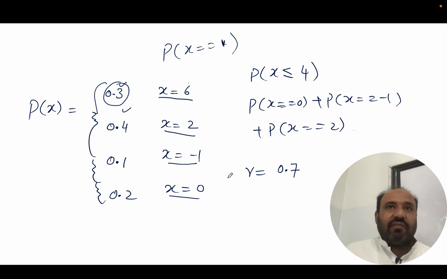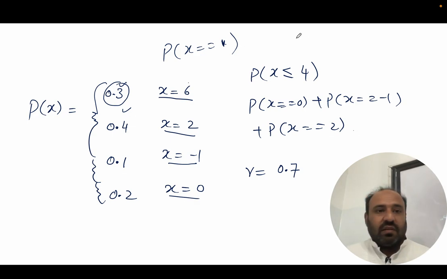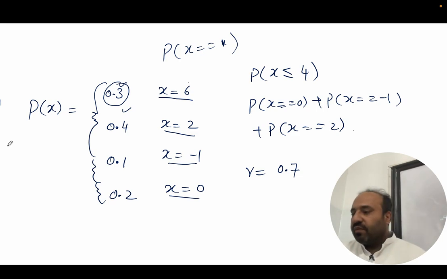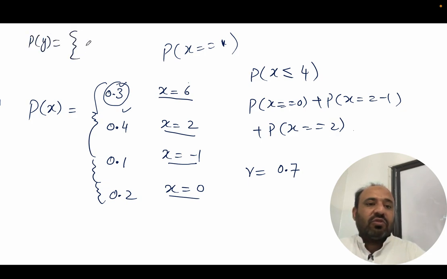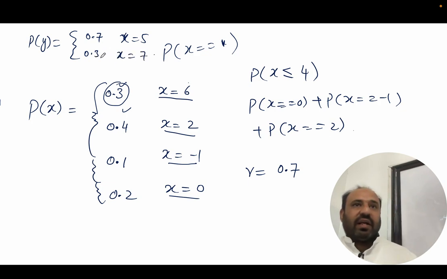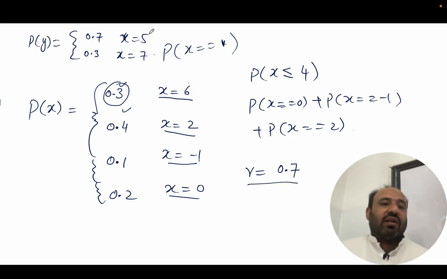It's very easy, by the way, generating random numbers like this, having only two values of random variables. For example, let's say I have a random variable y, and I have just two values: 0.7 is x equal to 5, 0.3 is x equal to 7. Very easy. I will generate r. If it is smaller than or equal to 0.7, return 5, otherwise return 7.